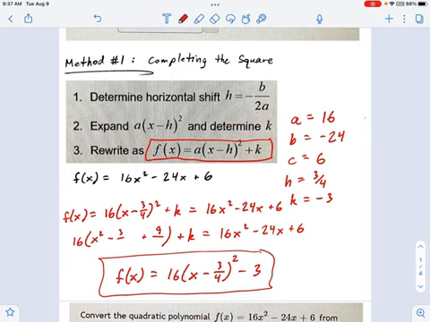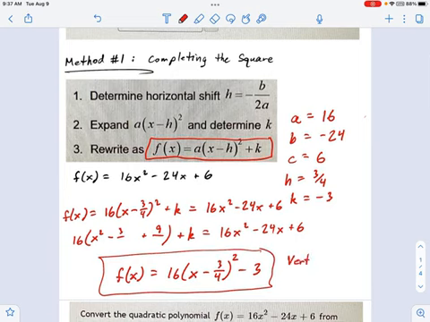Okay. Now, if you want to know what the vertex is, well, that's pretty easy. We've done all the hard work. It's just h comma k. So in our case, this would be 3/4 comma negative 3. Okay, there's vertex form and the vertex.